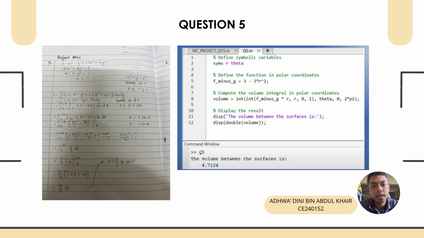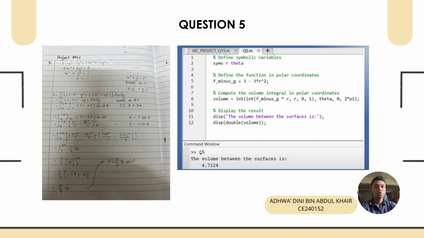Step 1, find their intersection. Set 3 minus x squared minus y squared equal to 2x squared plus 2y squared. So the region in the xy plane is the unit disk, r less than 1.